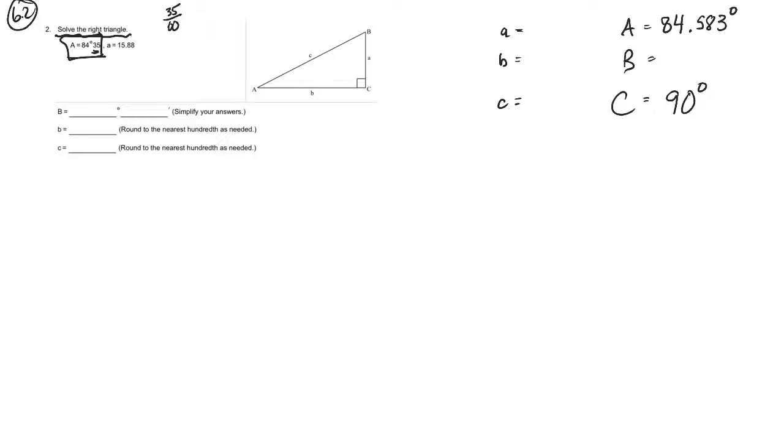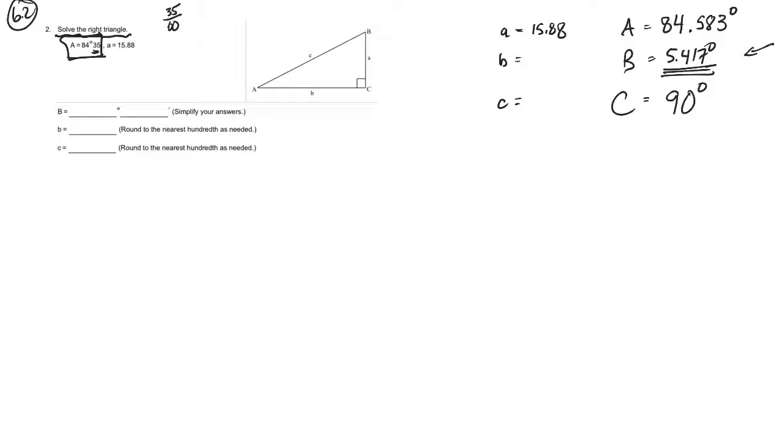Then they say side A is 15.88. Okay, so I have three things. I got to find the other ones. One I can figure out for sure right away is angle B because I know they have to add up to 180. So 180 minus 84.583 minus 90 equals 5.417. Okay, so that's something I figured out.